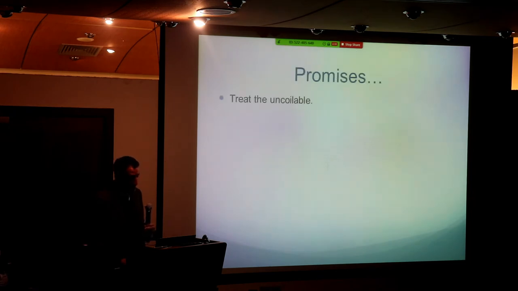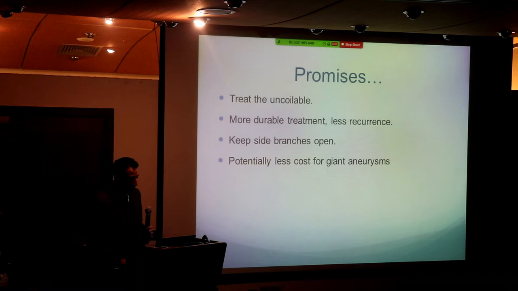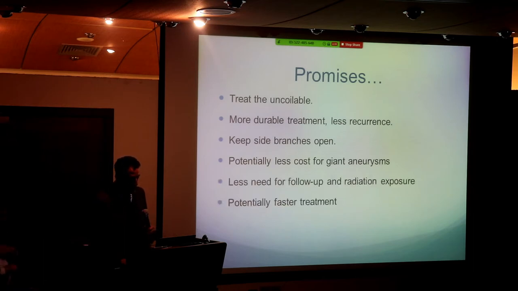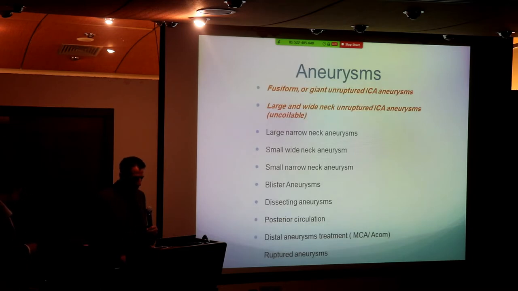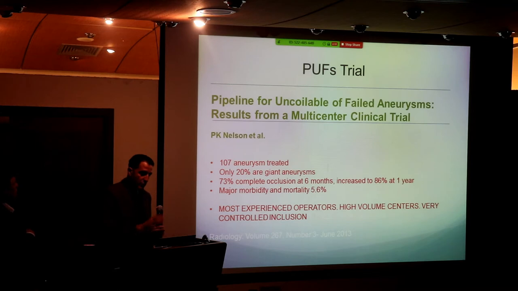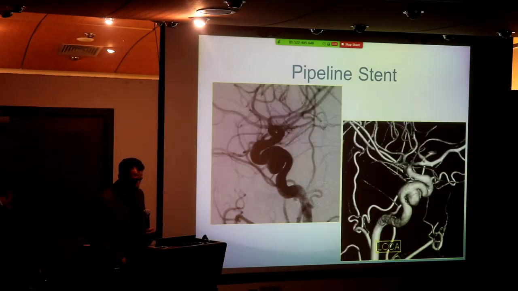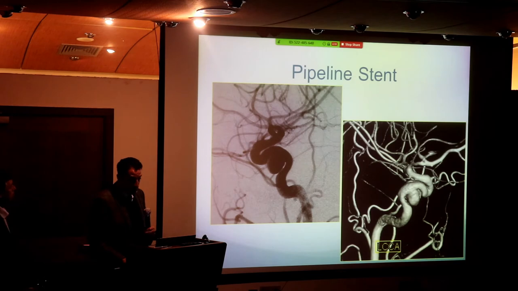Finishing here, this trial treated the uncoilable aneurysm, keeping side branches open, with fewer coils, and we treat what we couldn't treat before. This trial proved that we can do that and showed that these aneurysms we couldn't treat before, now we have a very good chance of treating. And there is no recurrence. That's the biggest thing with these aneurysms.